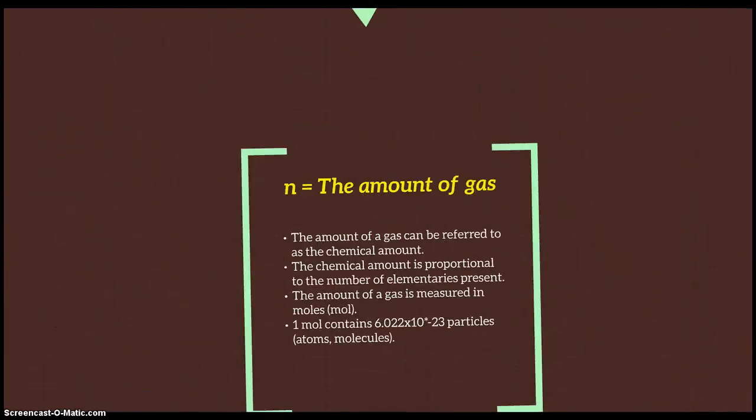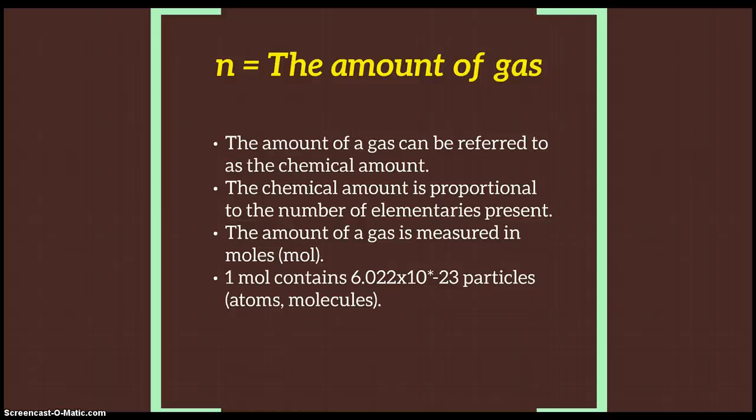N. N is the amount of gas. The amount of gas can be referred to as the chemical amount. The chemical amount is proportional to the number of elementary entities present. The amount of gas is measured in moles, abbreviated mol. 1 mole contains 6.022 times 10 to the 23rd particles. This could be atoms or molecules. This number is known as Avogadro's number.